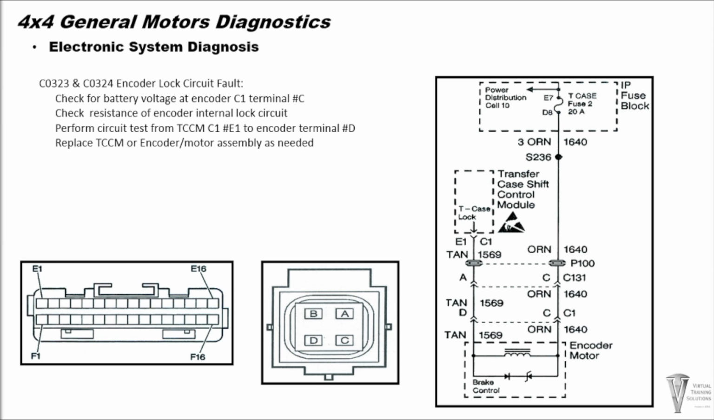For code C0323 and C0324, encoder lock circuit codes, you can check this circuit by first checking for battery voltage at the encoder motor C1 connector terminal number C. The next step is to check the resistance of the encoder lock circuit inside the encoder motor assembly. Perform a continuity check between encoder motor C1 connector terminals C and D. The resistance should be between 20 and 80 ohms.